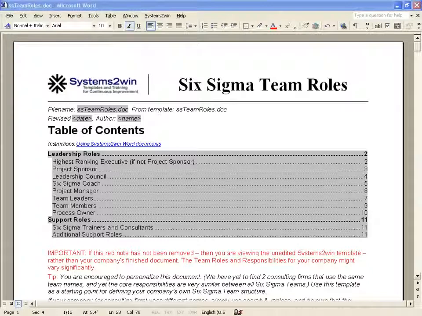The Six Sigma Team Roles handout is designed to be personalized by your Six Sigma team leaders to clearly define the responsibilities of each role in your company. See this red paragraph there? If that paragraph has not yet been deleted, that means you're looking at the unedited starting template, which then needs to be personalized by your own company to define the way your Six Sigma teams are organized in your company.